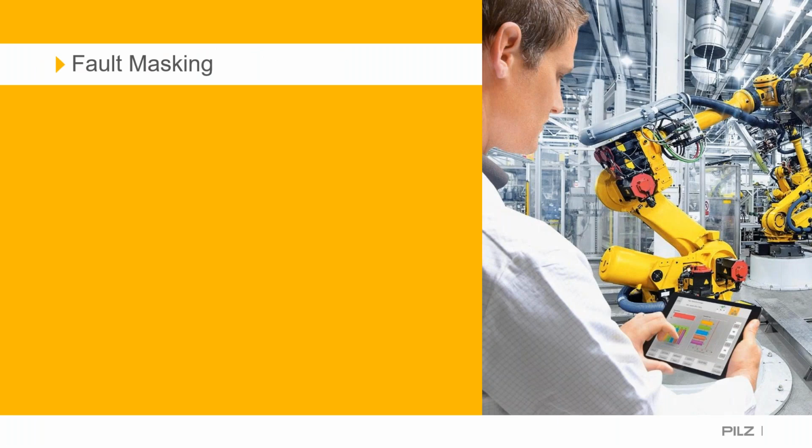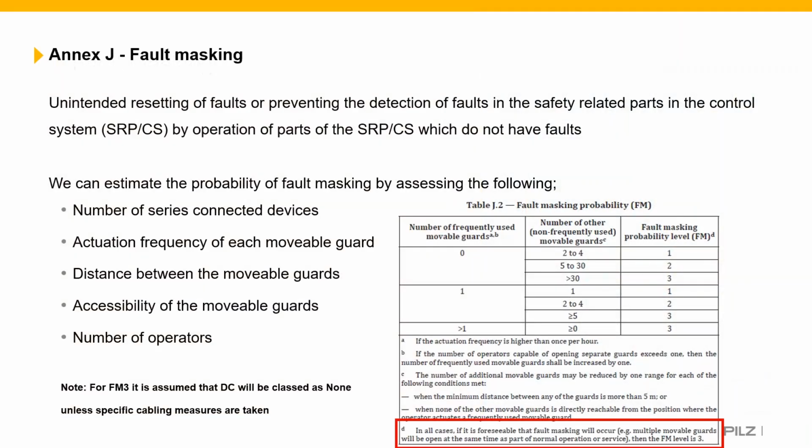We spoke about fault masking and the issues that arise around that. This is something that has been brought in from what was technical specification 24119, and is now implemented into the details of the full-blown standard itself. It looks at things like the unintended resetting of faults, or preventing the detection of faults in the control system by operating other parts of the control system.